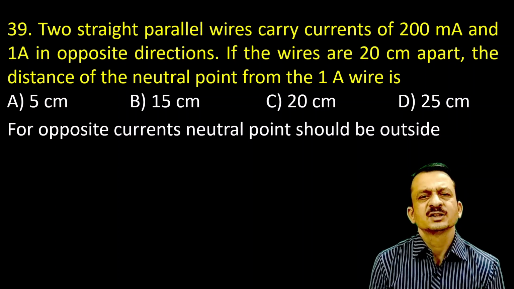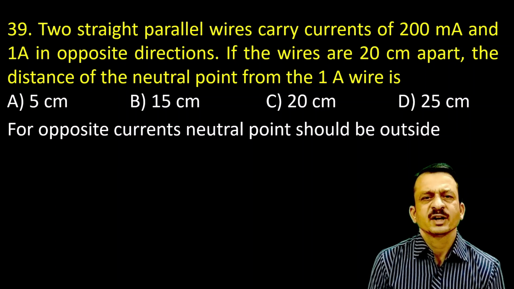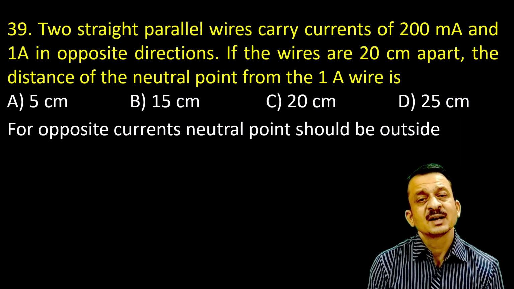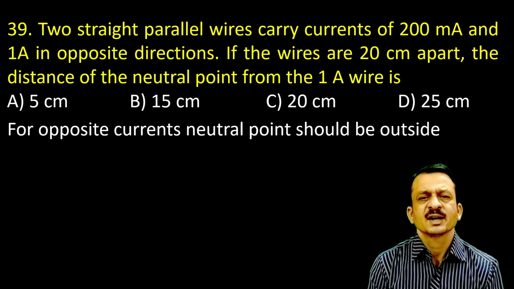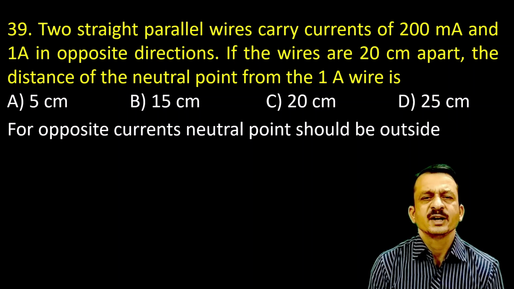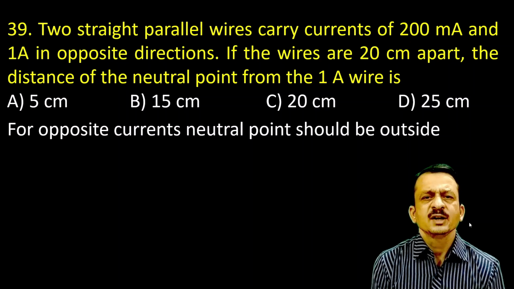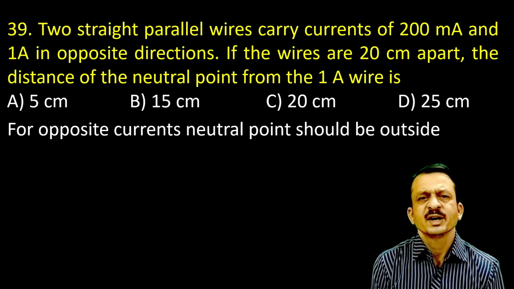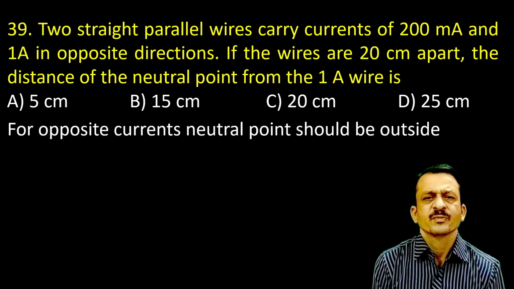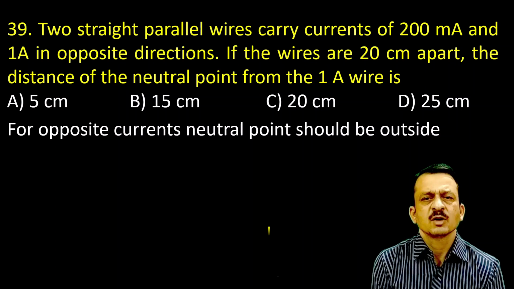Without doing any calculation, by simple knowledge of this one, we can work out. If the currents are parallel, then the neutral point is between the two conductors. Here the currents are anti-parallel, therefore the neutral point should be outside. And one more thing, since we have to calculate the distance from the conductor carrying the larger current, the distance should be greater than the separation. On that basis, the answer is 25 centimeter. Okay, we will work it out.